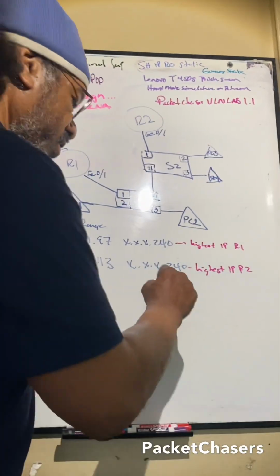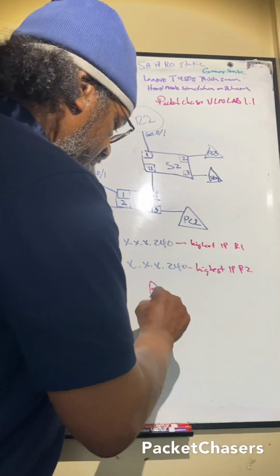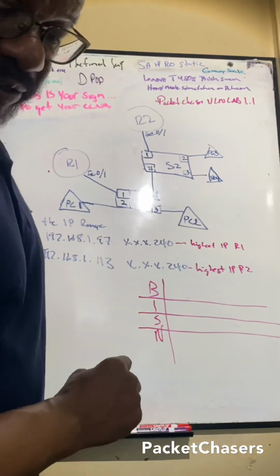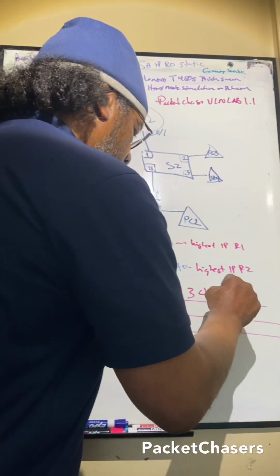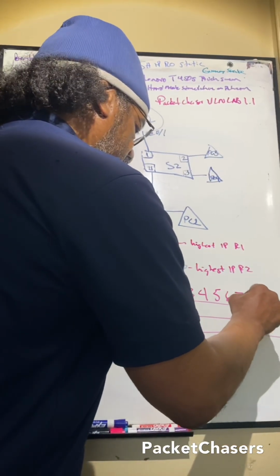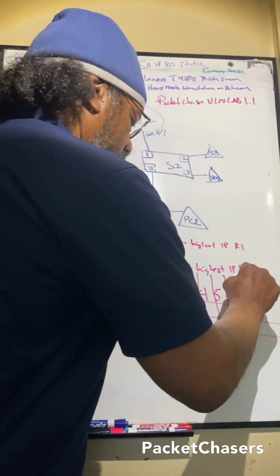With the chart, it's going to start like this. B-I-S-N. Bisons. B is for bits. There's 8 bits in an octet: 1, 2, 3, 4, 5, 6, 7, 8. If you're a packet chaser, you should know this chart by heart.